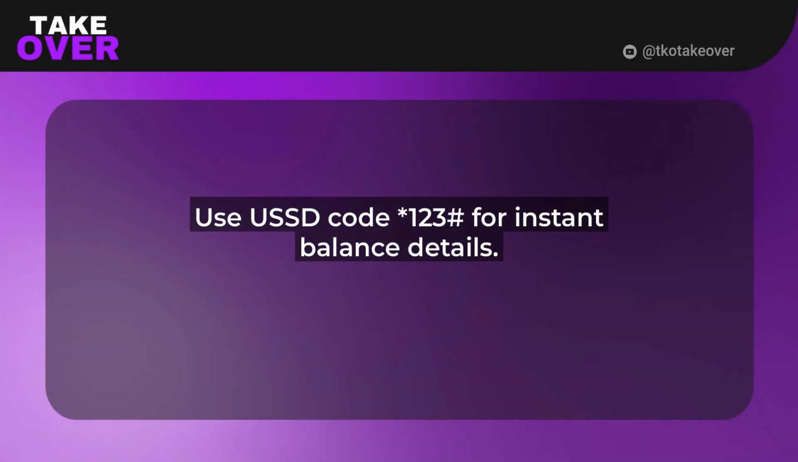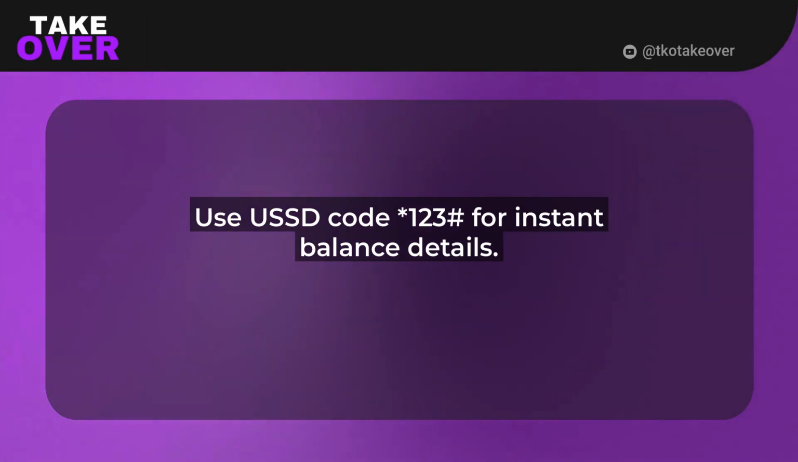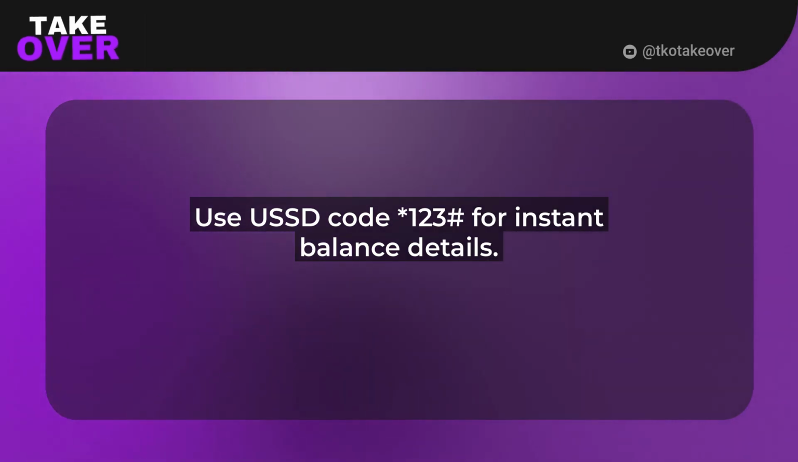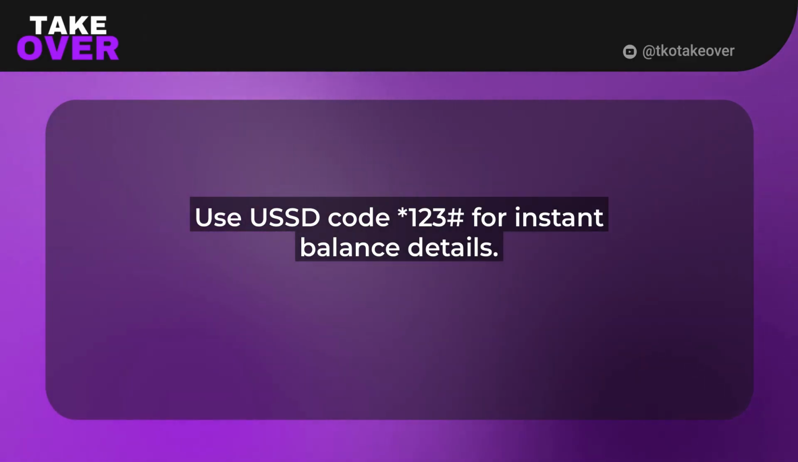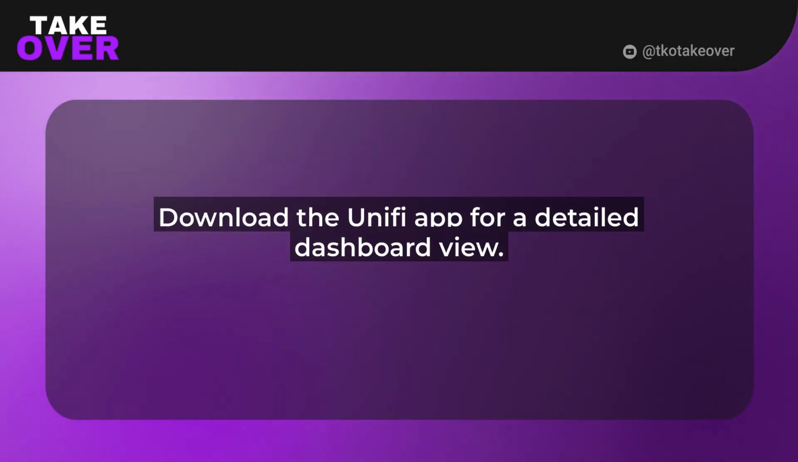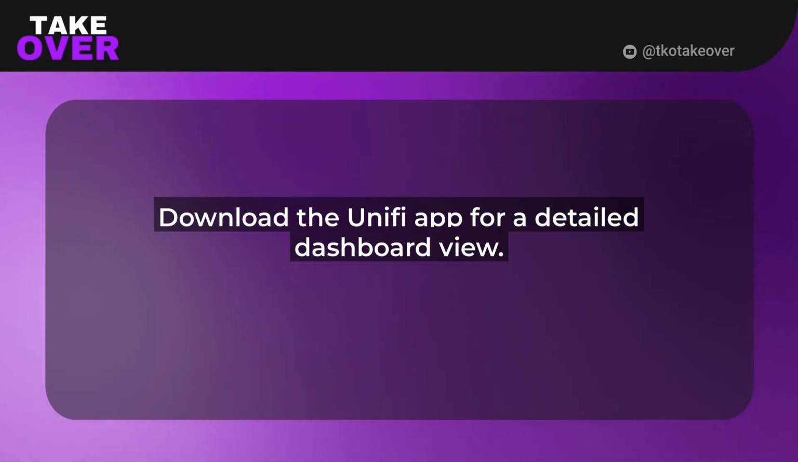First things first, let's talk about the quickest method: using a USSD code. This is perfect if you're on the go and don't have access to an app or computer. Simply grab your phone, dial *123# or the specific code provided by unifi in 2025. Remember, service codes can change, so double-check the unifi app or website for the latest one. Once you dial it, hit the call button and voila! Your balance details will pop up on your screen, showing your main balance, data usage, and any add-ons.